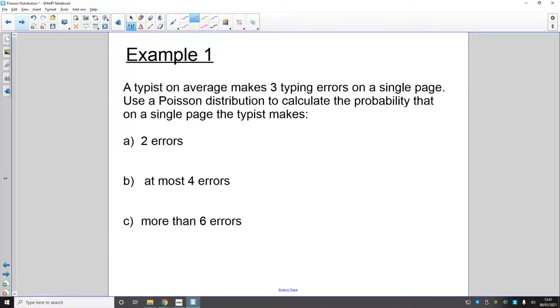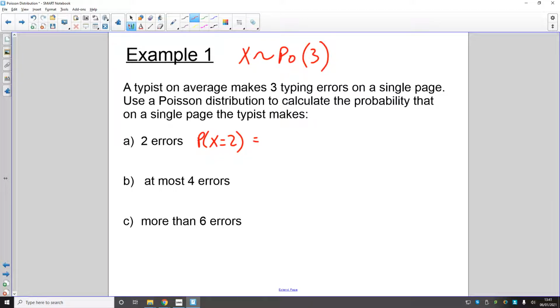So just a quick example to start us off, just to get us back into the swing of things. This one says a typist on average makes 3 typing errors on a single page. We have been asked to use a Poisson distribution to calculate the probability that on a single page, the typist will make 2 errors. If we call the random variable x the number of errors on a page, then it will follow a Poisson distribution with lambda equal to 3, the average number of errors on a page. The probability that the typist makes 2 errors is really asking us to work out the probability that x is equal to 2.